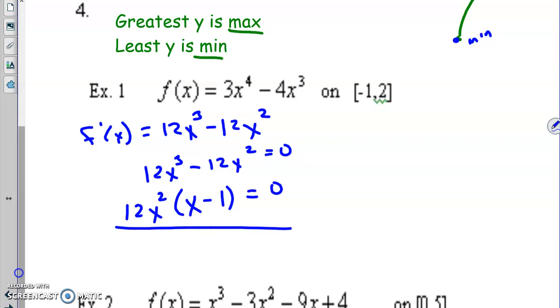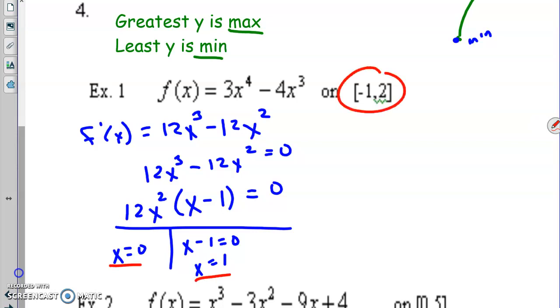Tee it up. One critical is 0. The other critical is 1. Okay? So now, you got to test to see if both of these criticals are in the interval from -1 to 2. Is 0 in the middle? Check. Is 1 in the middle? Check. So that means we got to test all four values into the original function.